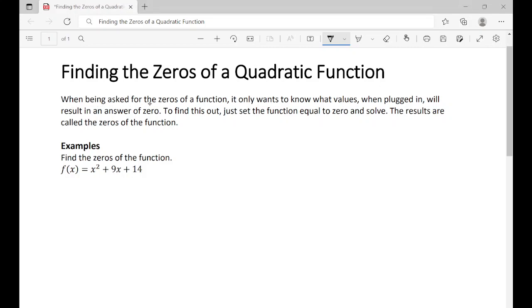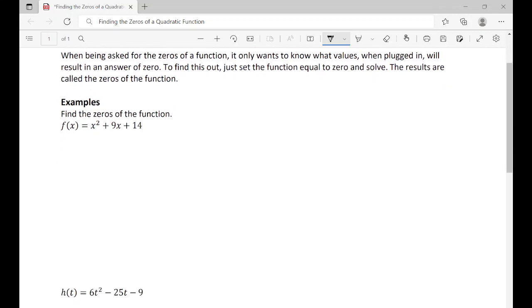When being asked for the zeros of a function, it only wants to know what values, when you plug them into the function, will result in an answer of 0. To find this out, just set the function equal to 0 and solve. The results are called the zeros of the function. So when they say find the zeros, just set the function equal to 0 and solve.